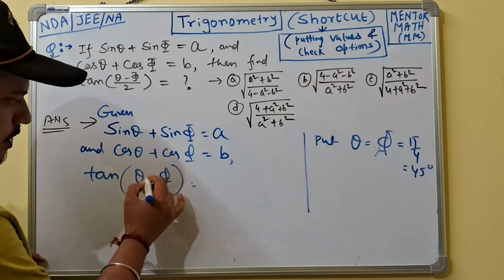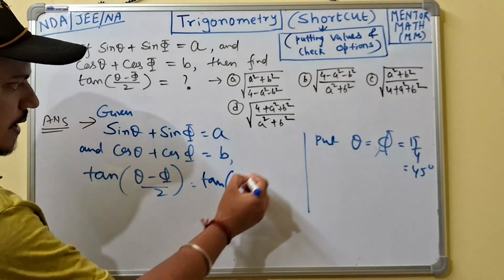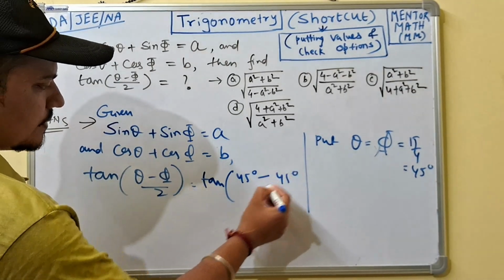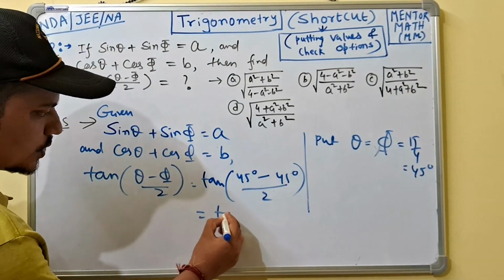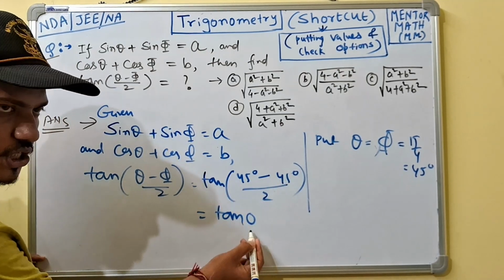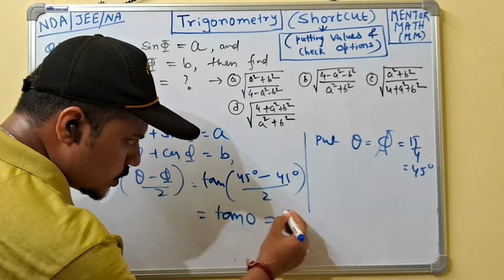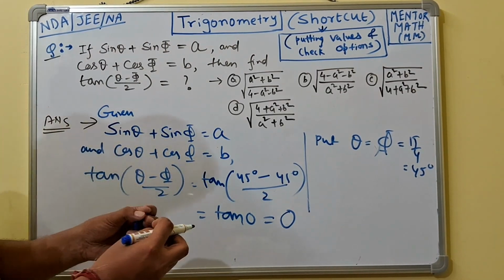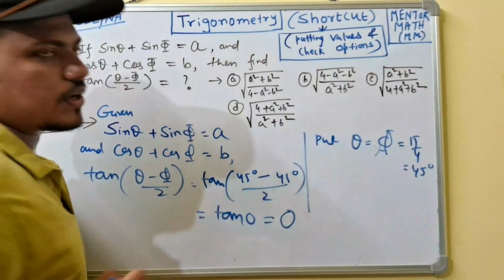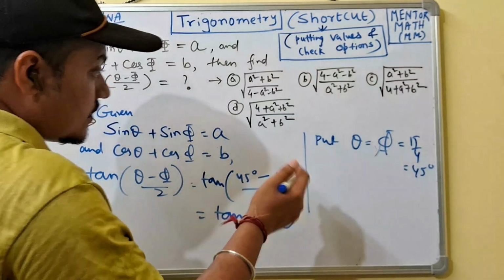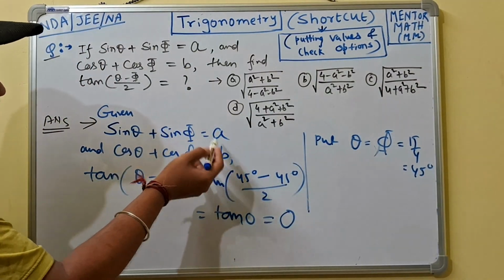Okay. So if I substitute theta as 45 degree and phi also replaced by 45 degree, we get tan 0, because 45 minus 45 is 0 and 0 by 2 is 0, and the value of tan 0 is 0. So if we put theta and phi both the same value, pi by 4, 45 degree, we get the value of tan (theta minus phi) by 2 equal to 0. So in that situation, what is the value for A and B?